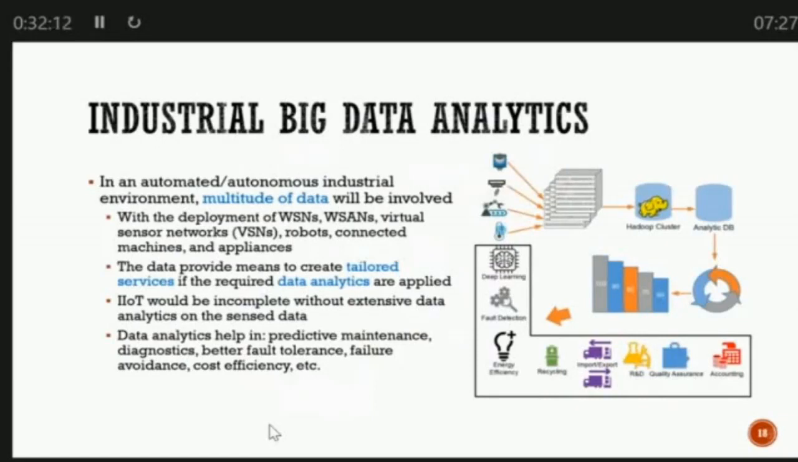We receive data from every entity. We perform data analytics, and that is useful for different use cases. For example, for accounting, for quality assurance. If you don't do data analytics, you're not able to assure that the quality of your industrial process is good or not. You can do research and development. You can enhance your import and export, recycling, energy efficiency, fault detection and fault tolerance, deep learning, all that stuff, and many other things that you can do through big data analytics.